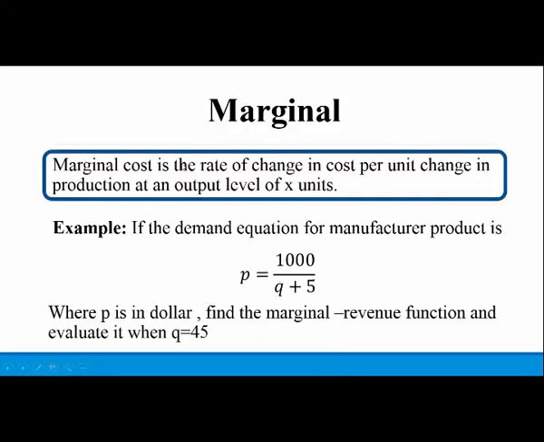Next, marginal. Marginal cost is the rate of change in cost per unit change in production at the output level of x units. For example, if the demand equation for a manufactured product is this one, where P is in dollars, find the marginal revenue function and evaluate when Q is equal to 45. First, we want to find the marginal revenue function, which is R. The revenue is equal to PQ.